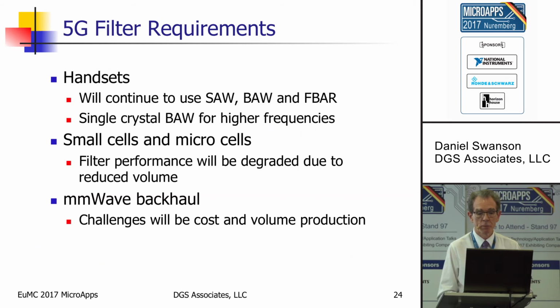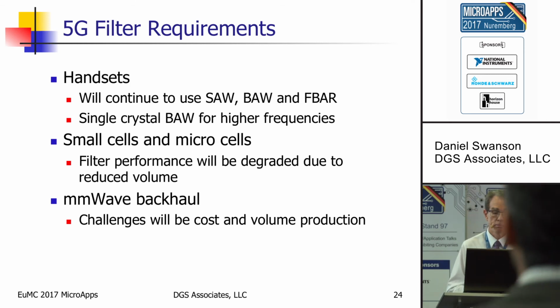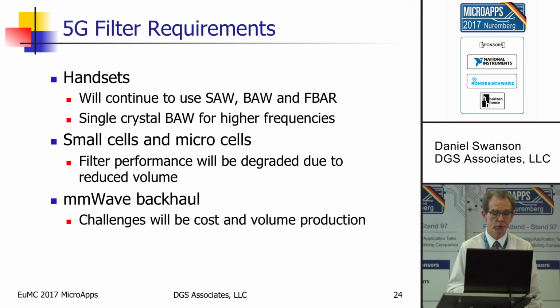So let's say a couple of words about 5G. The organizers asked me to say a few words. As far as handsets go and the filters in handsets, I think we'll continue to use the SAW and BAW and FBAR technologies. I don't think the handset frequencies are going to move up rapidly. They're going to have to stay where they're at right now, at least for the foreseeable future. There is something new, which is called single crystal BAW, that looks like it will allow that type of filter to go higher in frequency, maybe quite high, based on some of the work I've seen.